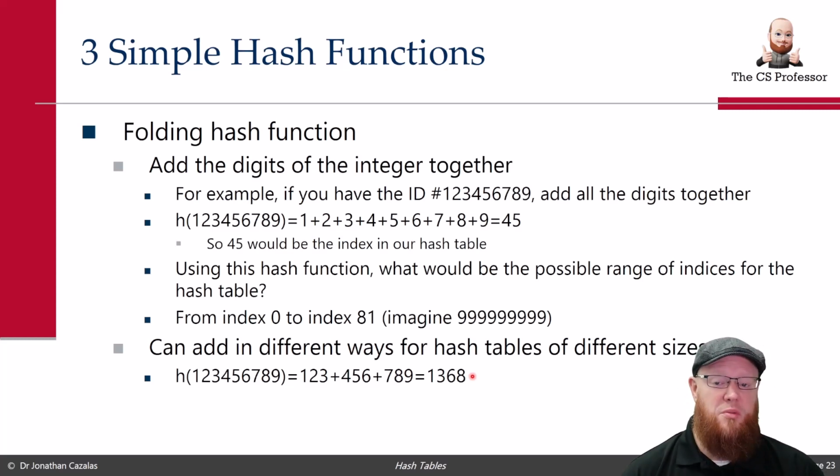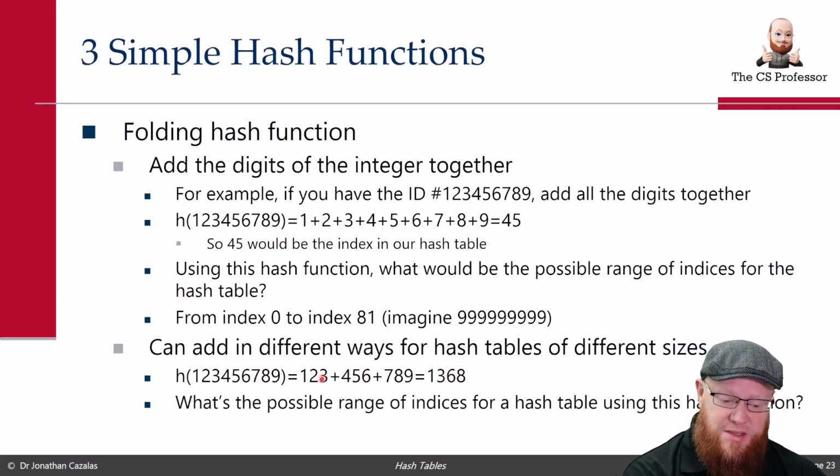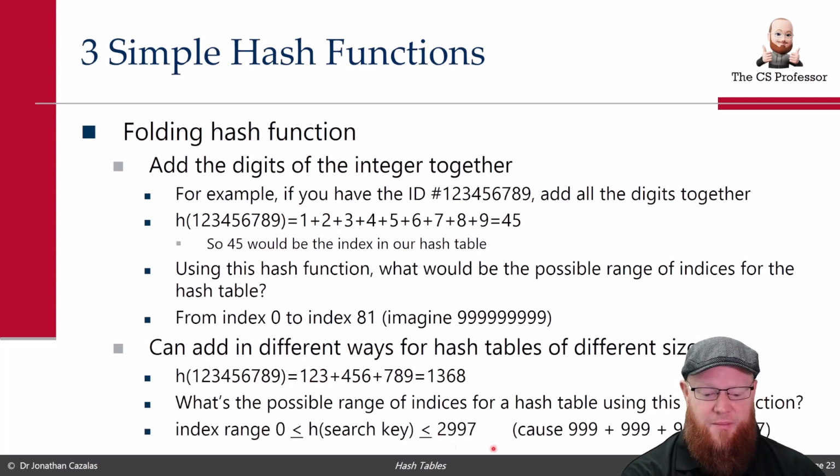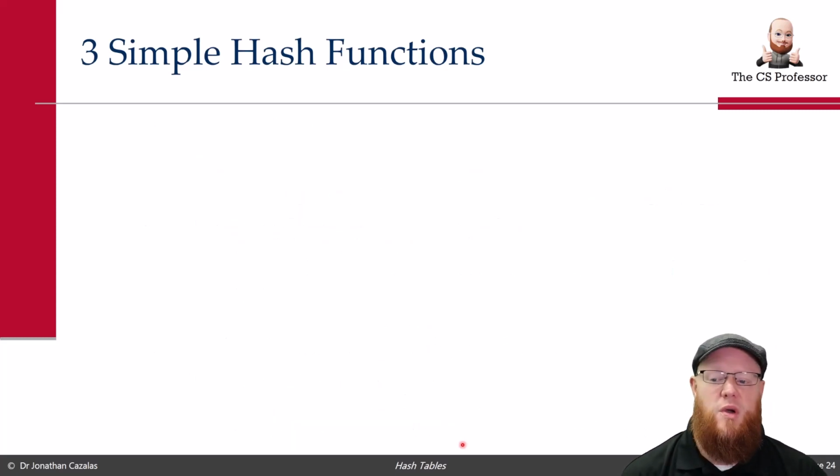And a great follow-up would be, what is the possible range of indices using this type of folding? Well, the first index would be index 0. And what would be the last index that we would need in our array? Well, worst scenario, if this was 999 plus 999 plus 999, we would actually get 2997. So we would have to have an index from index 0 up to 2997. So therefore, 2,998 entries into our hash table.